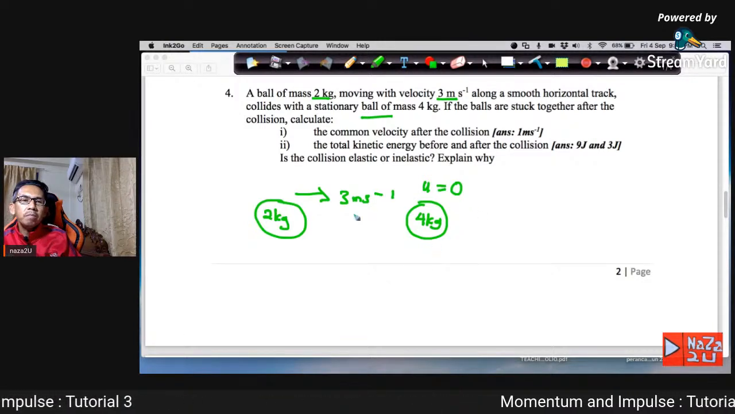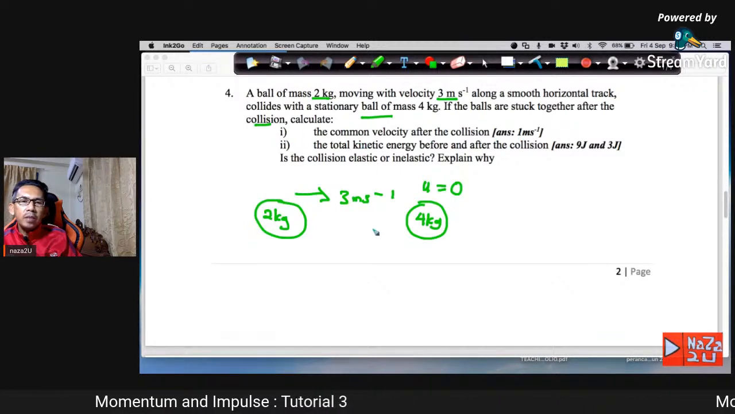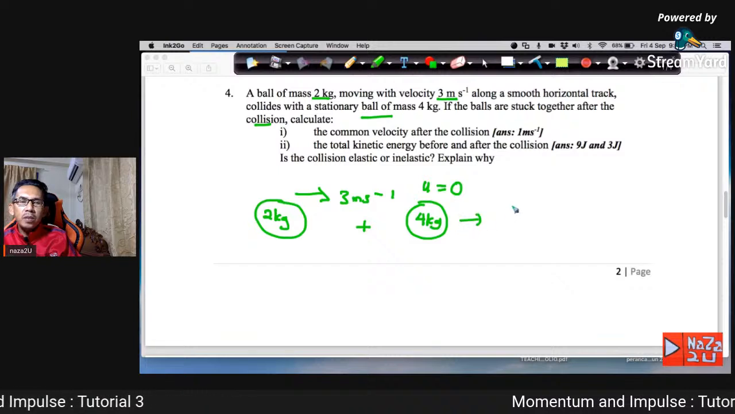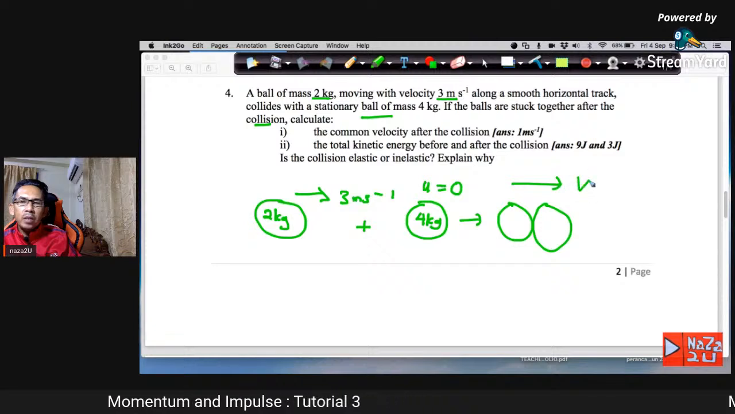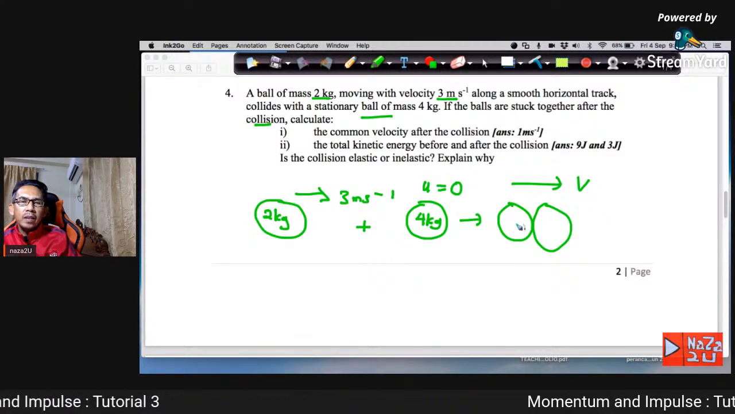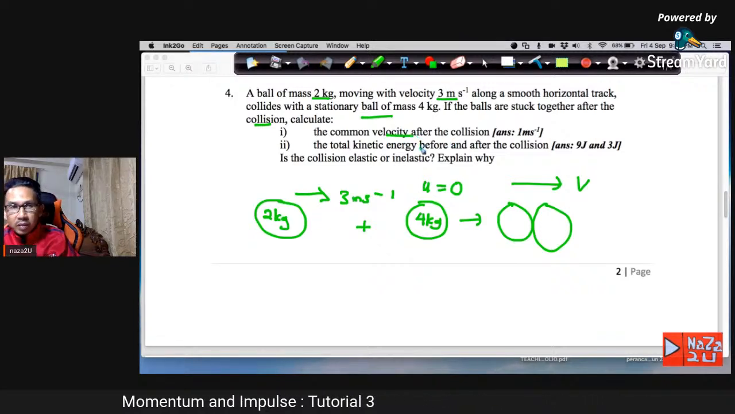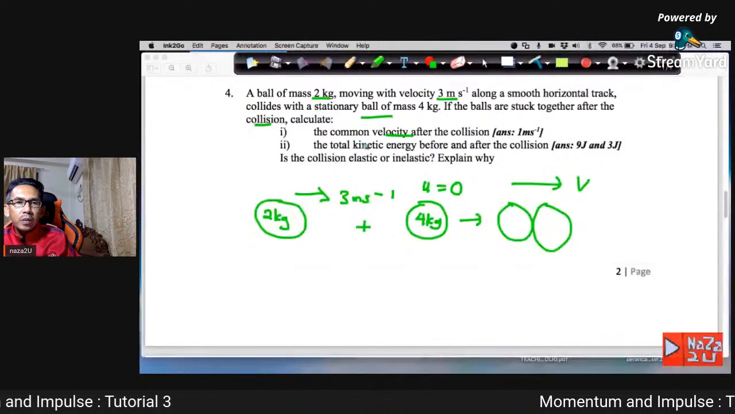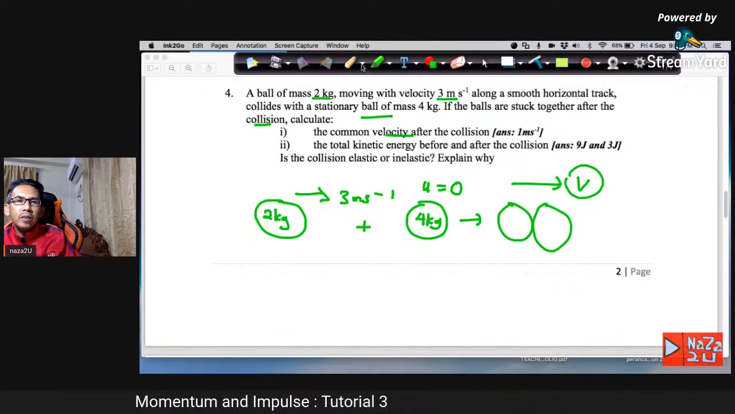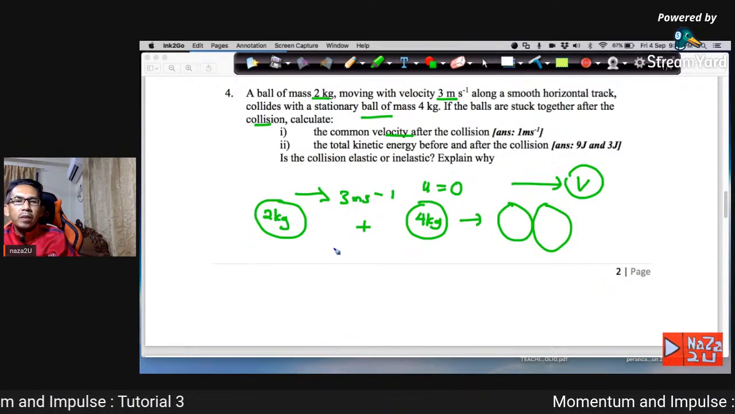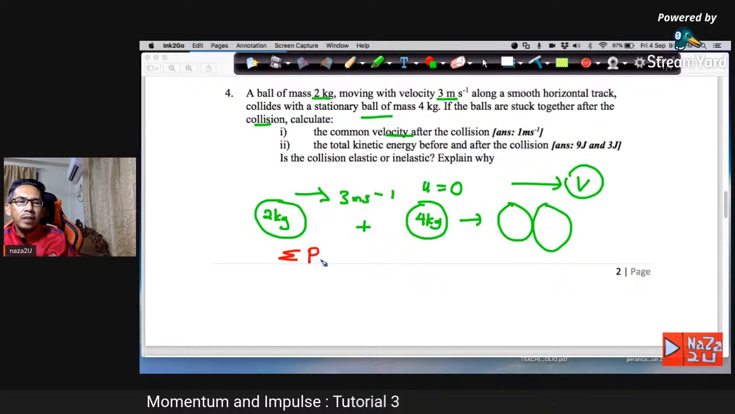If the balls stick together after the collision, so this is before collision, and after collision the two objects stick together, okay, dia melekat dan bergerak dengan satu halaju v kat sini ya. So this is an inelastic collision. Now the question asks you to calculate the velocity after collision. So now you can use the conservation of linear momentum.